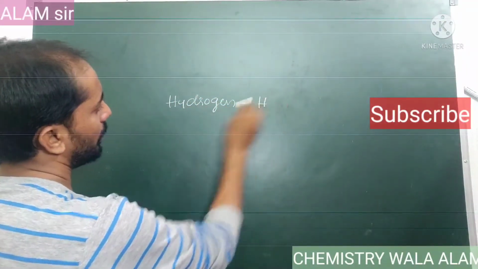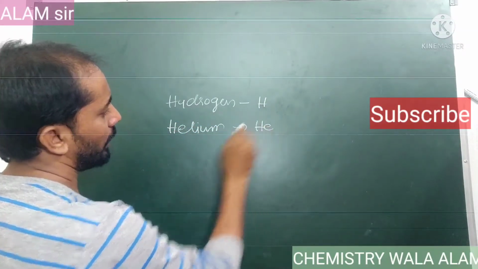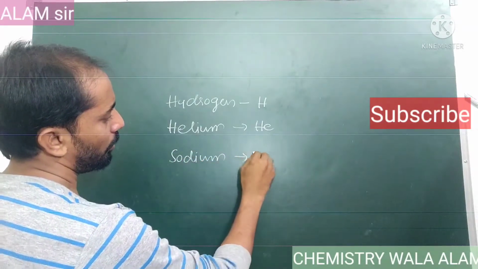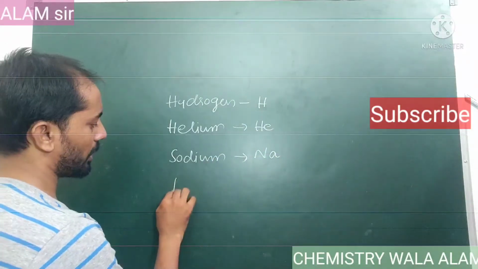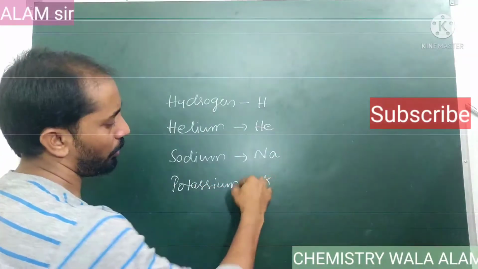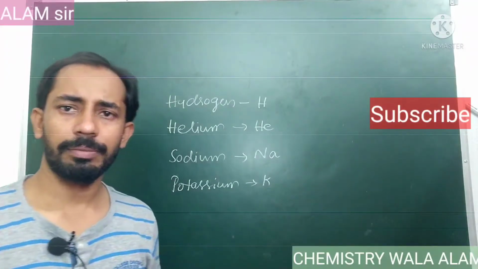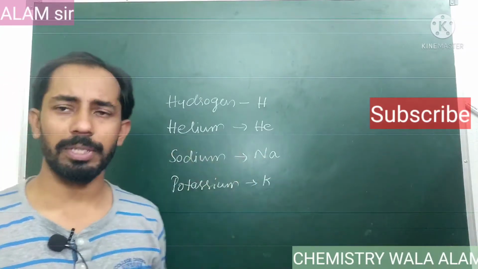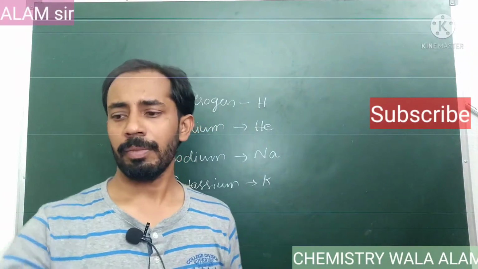So suppose hydrogen's symbol is H, helium's symbol is He. If anybody asks the sodium symbol, then we say not S, but Na. And potassium's symbol is K. Then how are we saying that? According to Berzelius, the first letter can be taken as its symbol. Here sodium's first letter is S and N is not present, and for potassium, K is not present, but how are we saying that symbol?